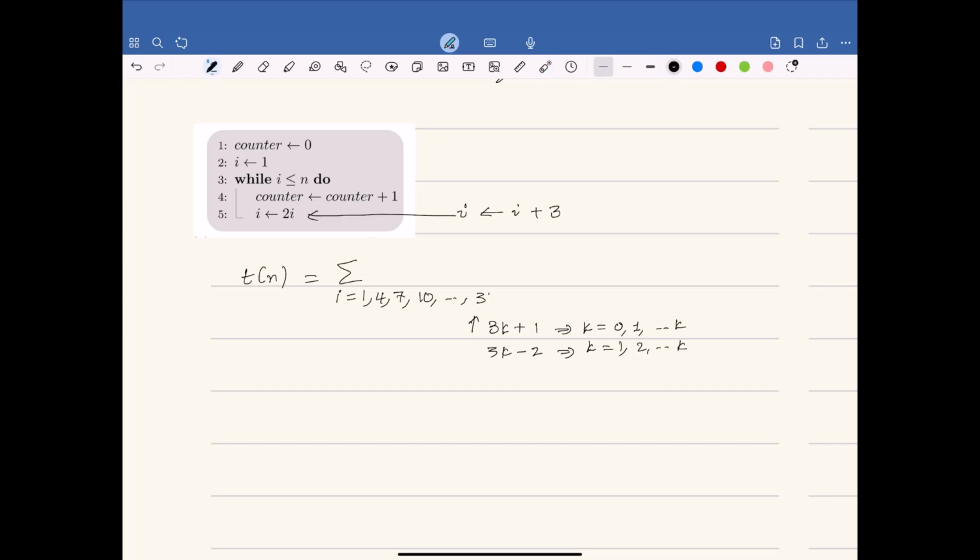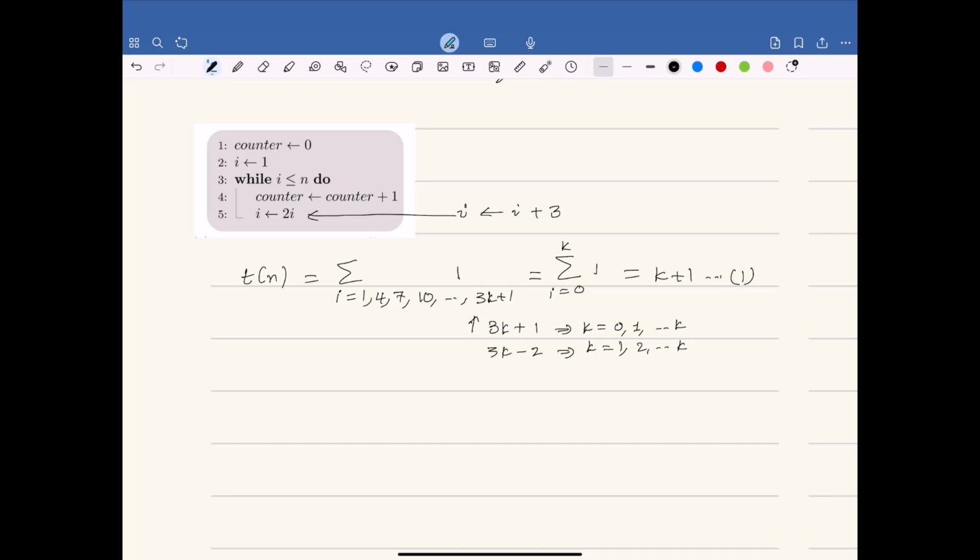So here we have a 3k plus 1, and we need to find the number of iterations, so we have a summation of 1. Now we need to count how many values of i we have in this summation. We will transform it into a standard summation by saying this is equal to summation i is equal to, start from 0, it goes up to k, summation of 1, and this is equal to k plus 1, and this will be formula 1.